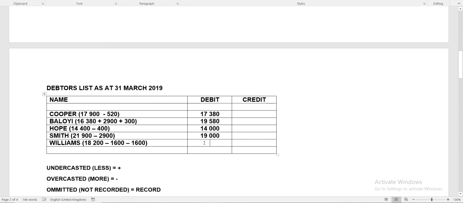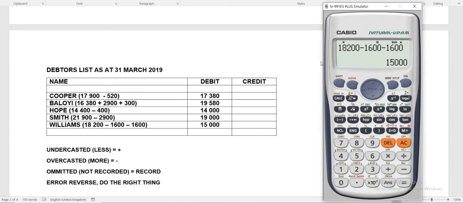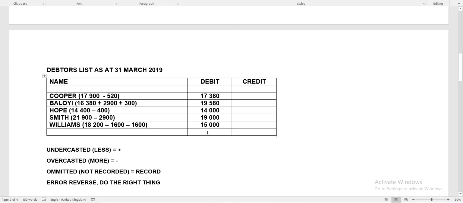So we'd have to add these amounts and then get the total. So let's see how much the total will be. Remember, on the debit side we don't have any, on the credit side we don't have anything. So let's see, 17,380 plus 19,580 and then plus 14,000 and then plus 19,000 and also plus 15,000. The answer that we are getting is 84,960.